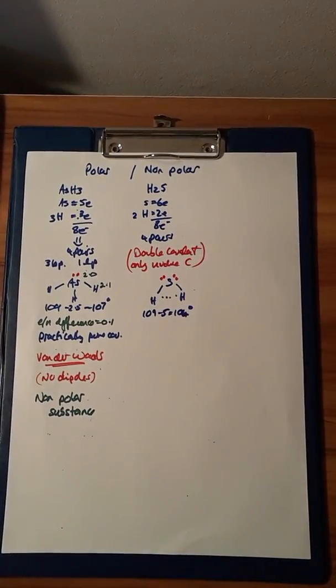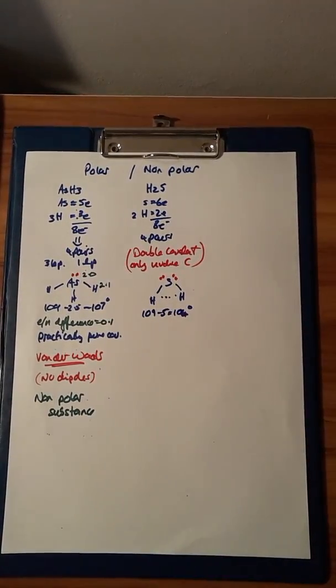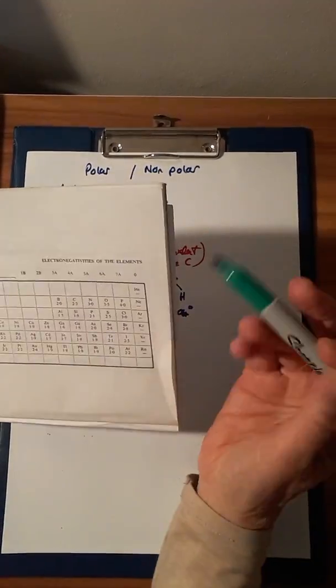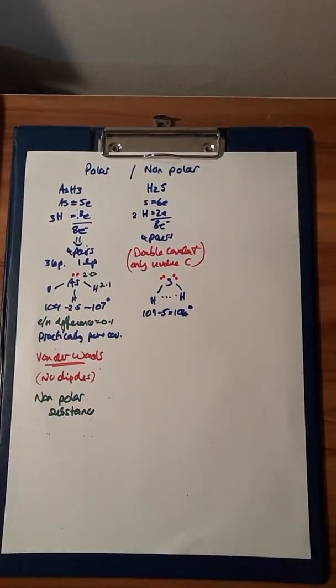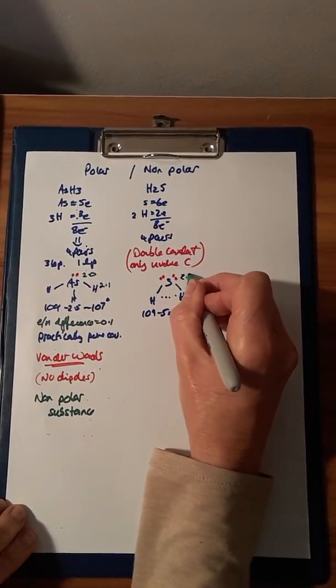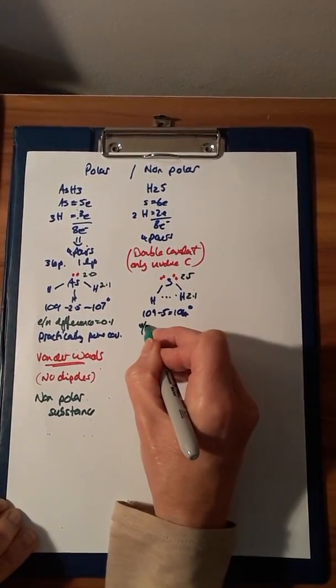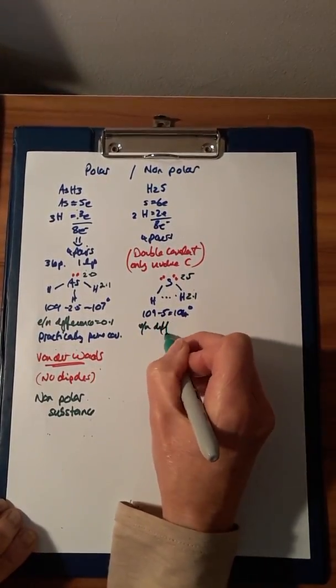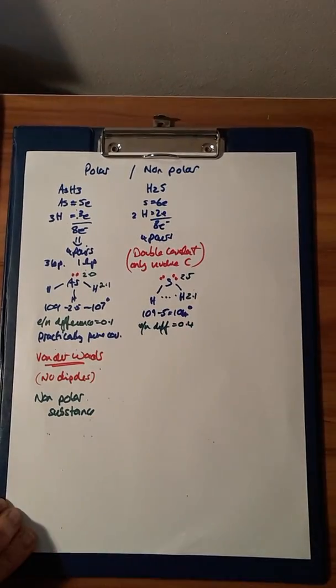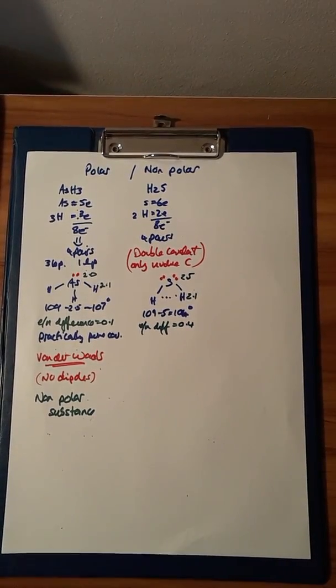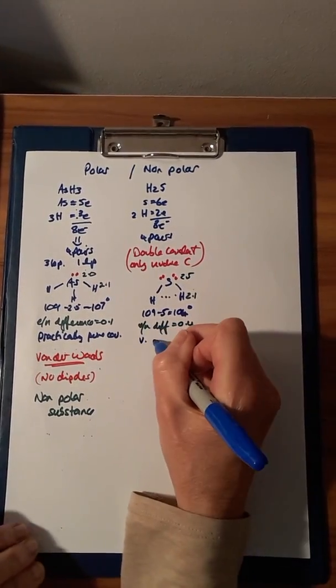So sulfur has an electronegativity value of, what's sulfur? It's on my table here now. Sulfur has an electronegativity value of 2.5, okay, and hydrogen is 2.1. So that means your electronegativity difference is 0.4. Again, very, very weakly polar covalent, if at all. So it's very, very weakly.